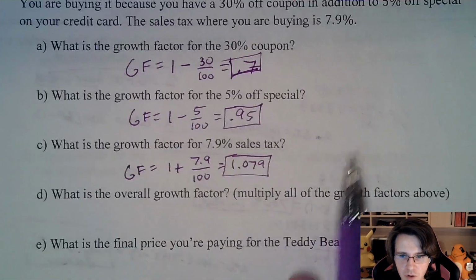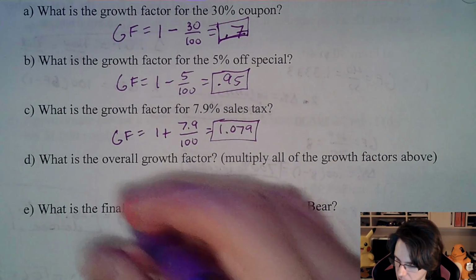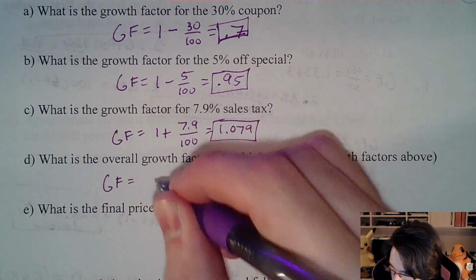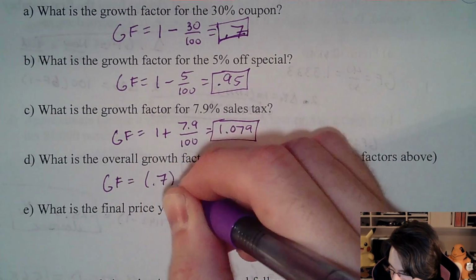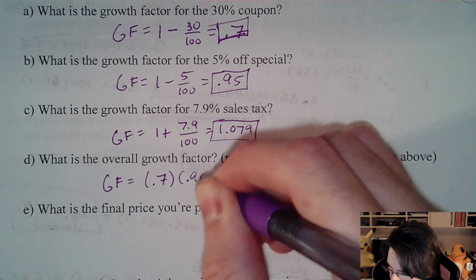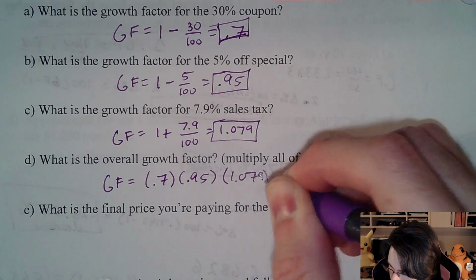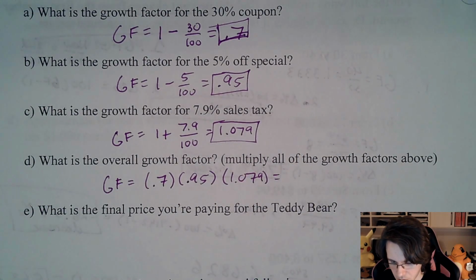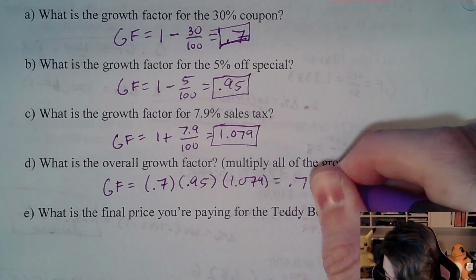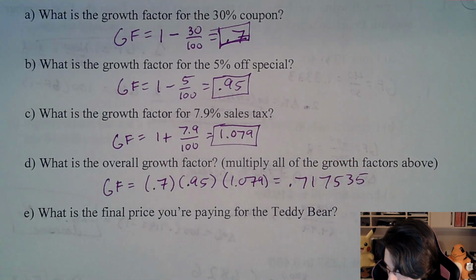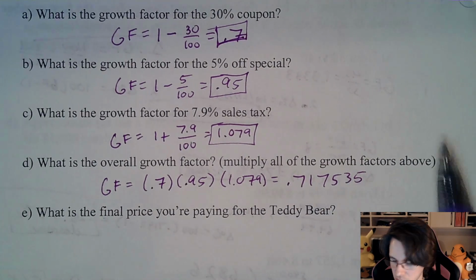And it says, what is the overall growth factor? You got to multiply all of them above. That is what you actually do. That is what those cash registers of the store are doing. They're multiplying all these growth factors together. So 0.7 times 0.95 times 1.079. Multiply all those guys together, and we get 0.717535. I guess we only had to go to 4 decimal places, so you didn't need these last 2 decimals.